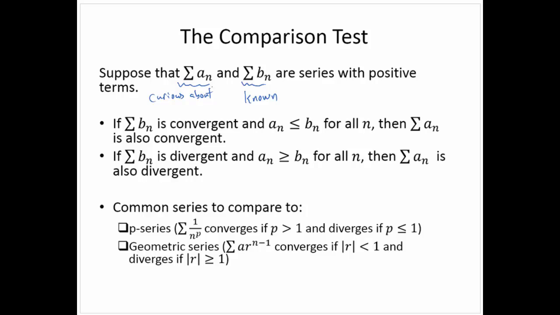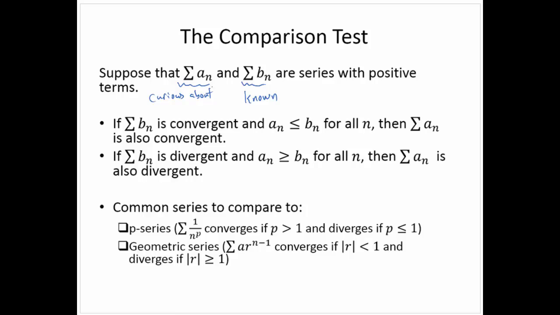We often will compare to a couple of common series. First, the p-series, which we talked about in detail in the last section. We know that the sum of 1 over n to the p converges if p is greater than 1 and diverges if p is less than or equal to 1. So we'll often compare to that series.